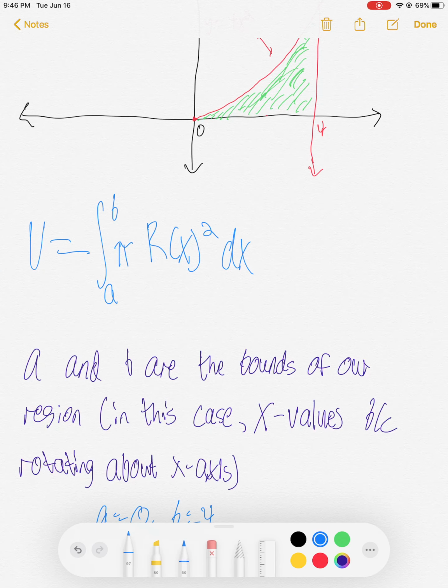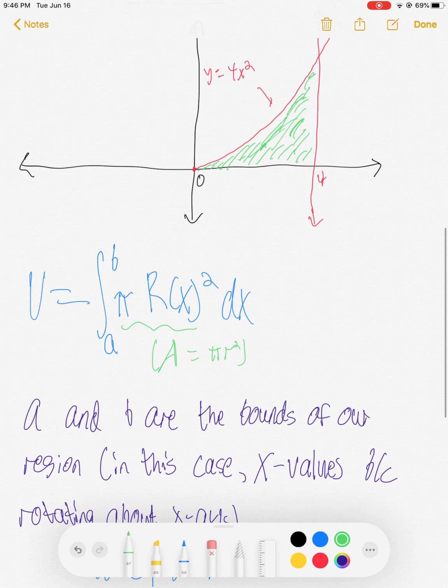Pi, of course, is just a constant. The reason that pi is here, in general, this pi R of x squared formula should look like the area of a circle, which you'll recall is pi r squared. And that's basically the idea which we are invoking here. So if that does look familiar to you, that is good.